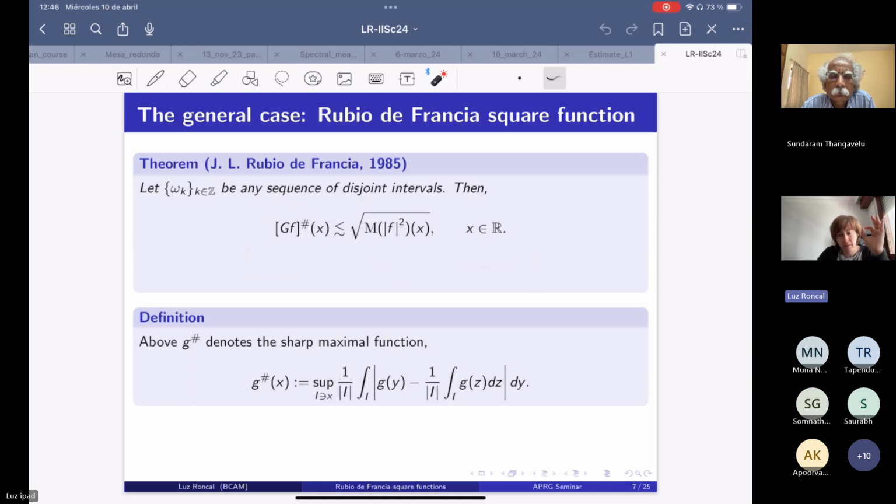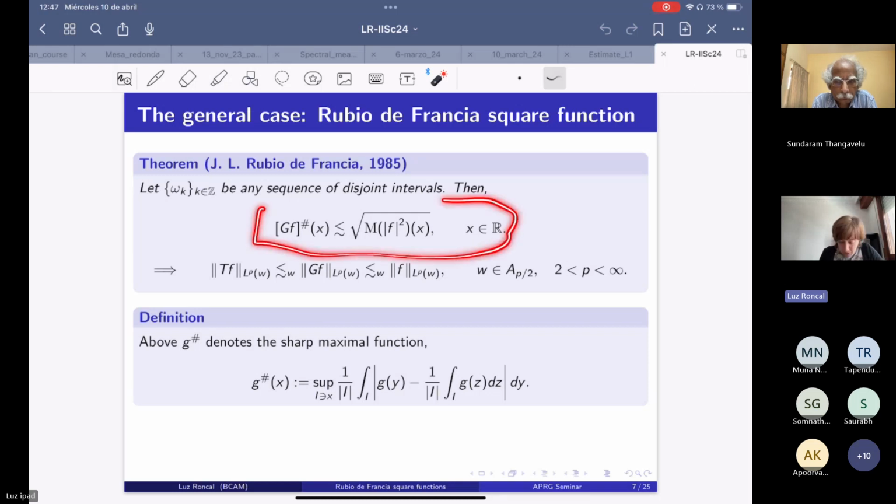For p equal to 2, the result is immediate because of Plancherel, without weights. Well, but this is with weights. So with this pointwise inequality, as explained, one deduces the unweighted, but also the weighted inequality with weights in the Muckenhoupt class A_{p/2}, but for the range p strictly greater than 2.